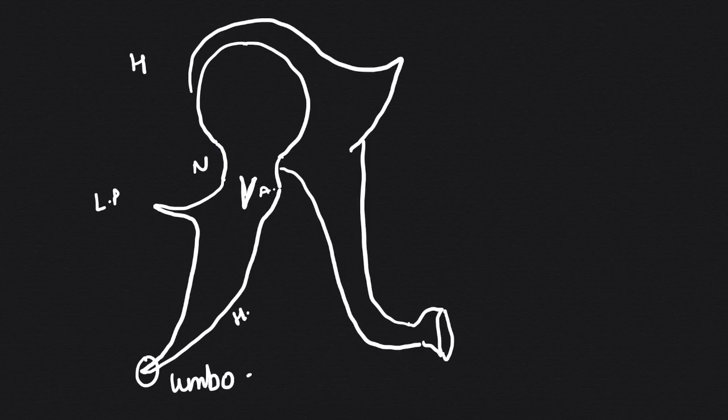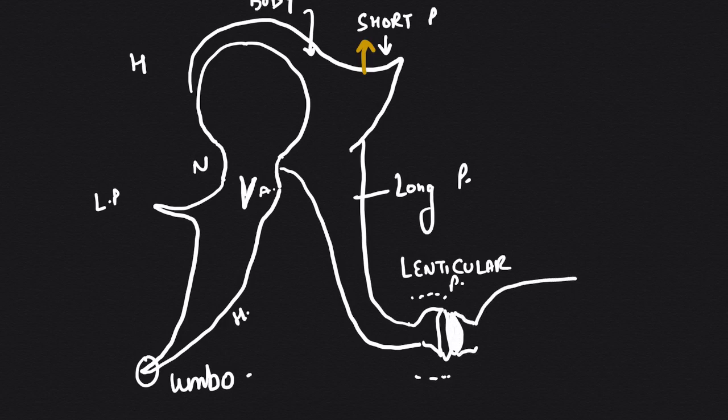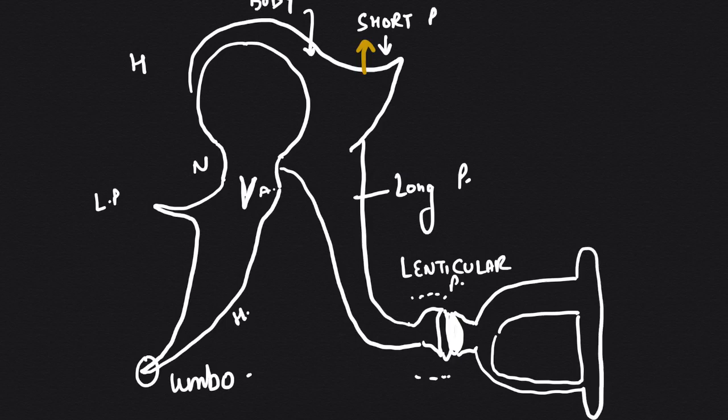Now this is the incus which I have drawn. The incus has a body, then a short process, then a long process and the lenticular process. This is the lenticular process which articulates with the stapes. The stapes has a head, neck, two crura and a footplate.